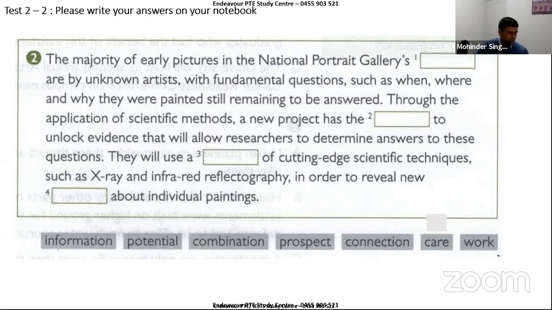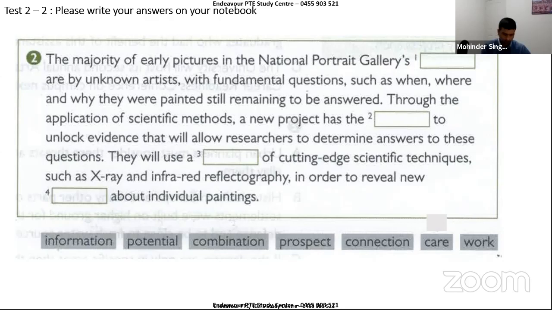Pooja, what is the second one? Potential. Has a potential. That's good. Second is right. So potential. And then third, a combination of. Beautiful. Yep, that's good.